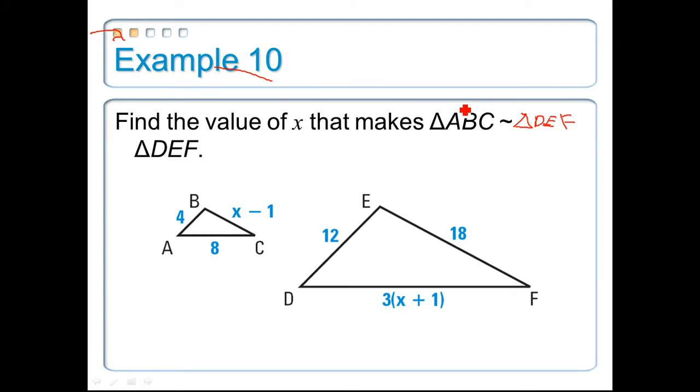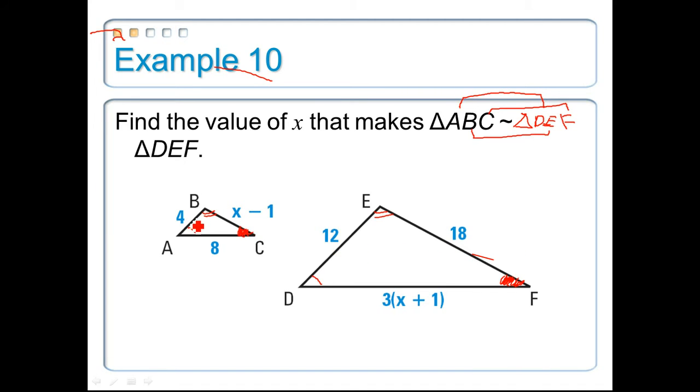Okay, so there's DEF. So I know A corresponds to D, and they should be the same if they're similar. So A and D. B goes with E. And then C goes with F. 1, 2, 3. 1, 2, 3. It's hard to see here, but 1, 2, 3. So let's color it in here. And we'll color this one in here, so we know. Okay, so that helps us see what corresponds.